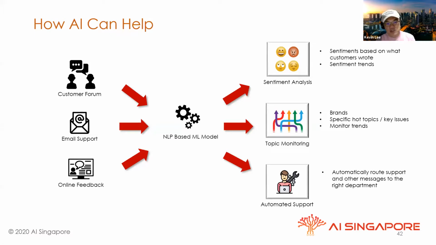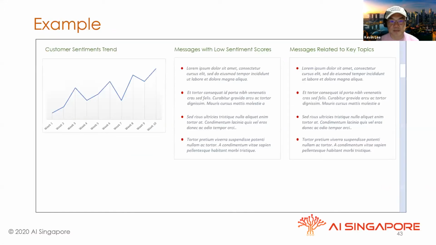So with machine learning, because it's able to sieve out the contextual meaning of the customer feedback, you can train it in such a way that it will automatically route to the right department. Again, these are very hot topics today in customer support. And if you are interested in doing something like that, I encourage you to come back to AI Singapore for discussions, because we have a lot of experience doing something like that.